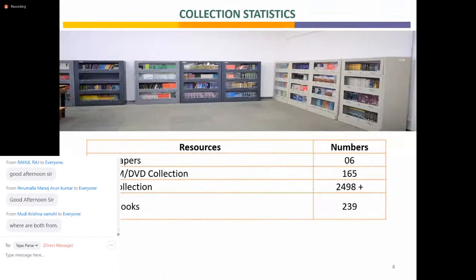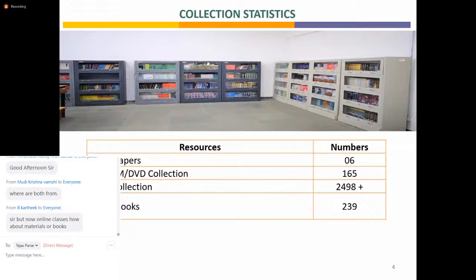And this is also another picture of our library. And this is the collection of statistics of our materials. For example, we have subscriptions of newspapers, as I said. And then we have also a collection of various CDs and DVDs, for example, the video lectures. And then we also have nearly 2,500 textbooks and reference materials for both CSE and ECE. And then we also have a collection of books donated by various donors, including alumni.